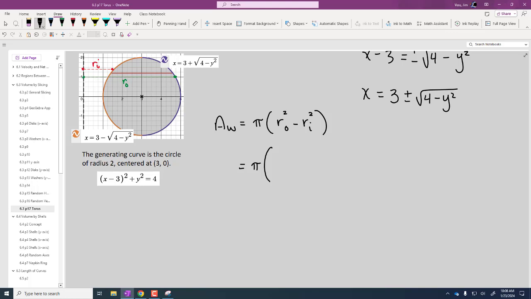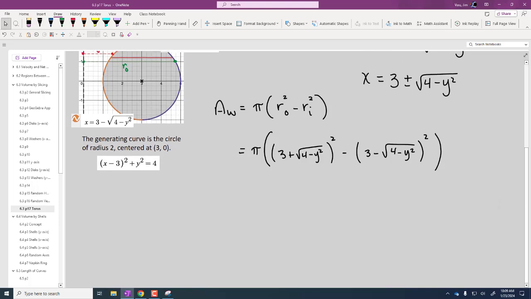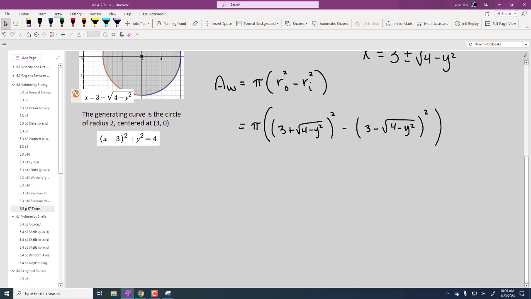Outer radius squared: 3 plus the square root of 4 minus y squared, quantity squared. That's the outer radius squared, minus the inner radius, which is the left side of the circle. That's going to be 3 minus the square root, quantity squared. So that is the area of our washer at a height of y. We need to simplify that.